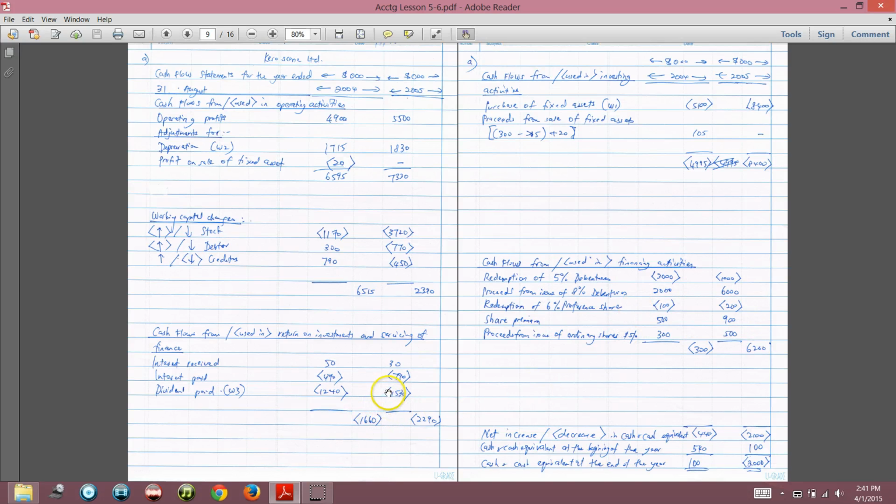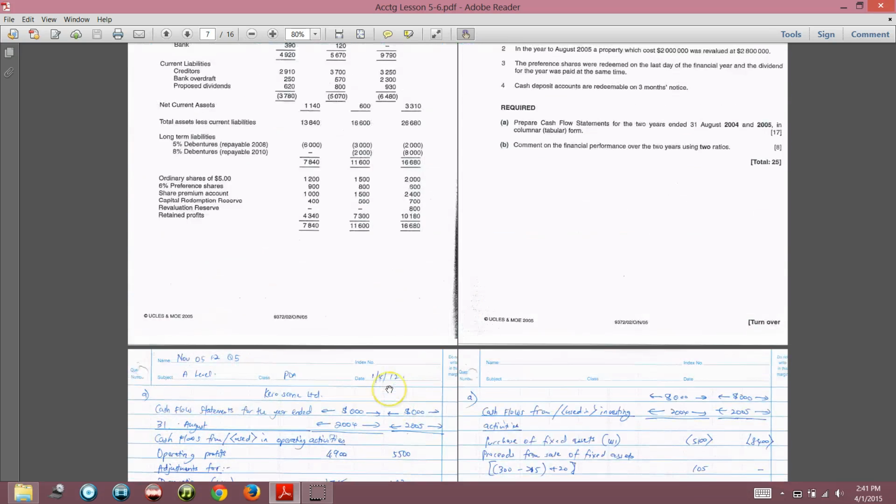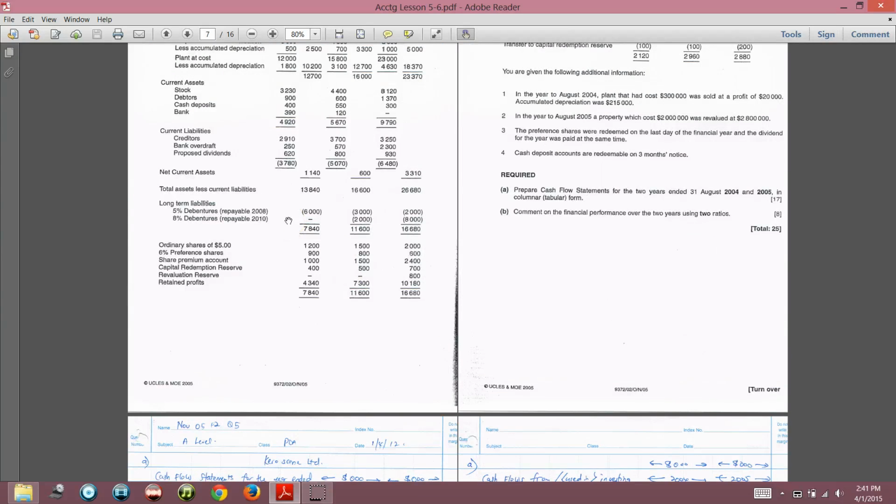Okay, now we look at dividend. I will do the figures that I find easy first, and you can also do whatever figures that you find easy first. Do the easy ones, then gradually do the more difficult ones. Okay, you see proposed dividend. You can think of proposed dividend as something like a creditor. That means the company owes the shareholder the dividend.